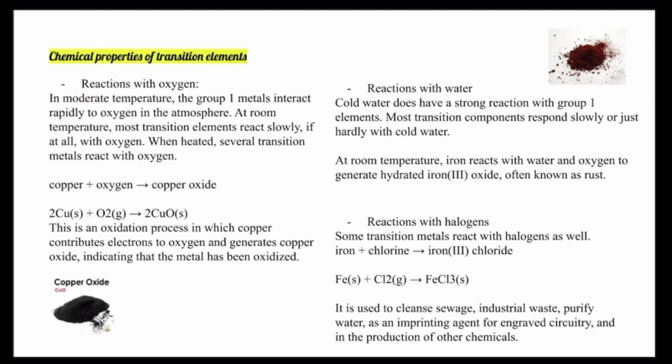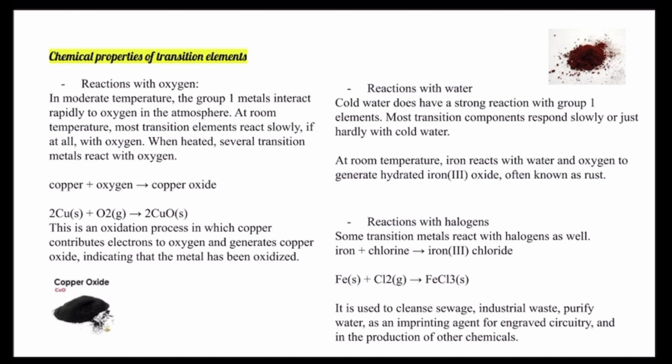So, reaction with oxygen. At a moderate temperature, group 1 metals react rapidly with oxygen in the atmosphere at room temperature. Most metal elements react slowly, if at all, with oxygen. When heated, several transition metals react with oxygen. So here's an example: copper plus oxygen equals copper oxide. This is an oxidation process in which copper contributes electrons to oxygen and generates copper oxide, indicating that the metal has been oxidized.